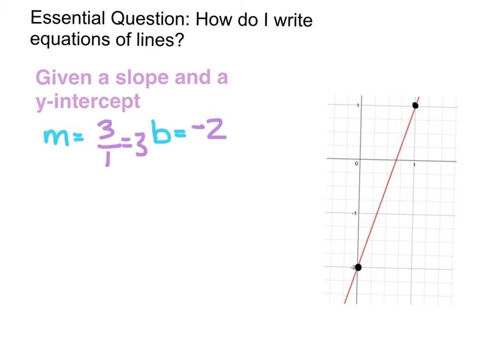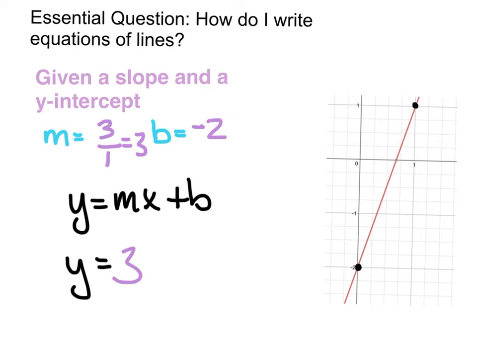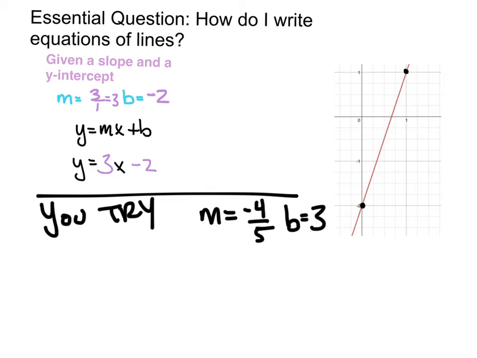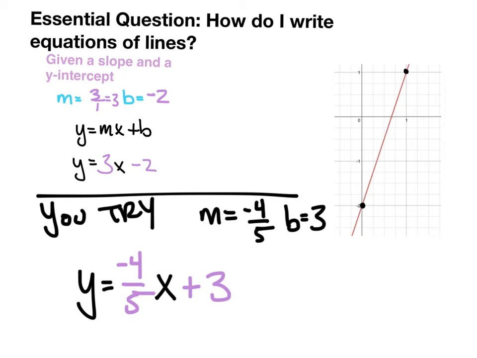Now that I have my m and b, I can take y equals mx plus b and substitute in the values. Y equals 3x minus 2. All right, now you try. You're given m is equal to -4 over 5 and b is equal to 3. So press pause, see if you can write the equation of the line. All right, so what you should have had is y equals -4 over 5x plus 3. And this time it was plus because we had a positive y-intercept.